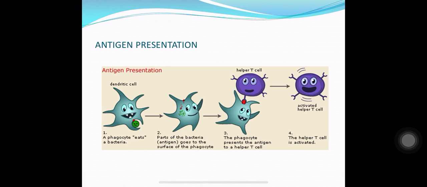The dendritic cell sees the pathogen, identifies it and engulfs it in the cytoplasm, and after taking the pathogen inside, the dendritic cell will break it down into smaller pieces, and the small peptide fragments of the antigen will be presented on its surface to the T helper cells. And once this presentation is seen by the T helper cells, they will get activated and do consequential actions.